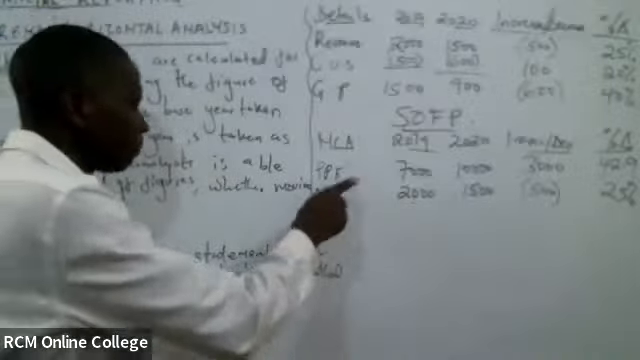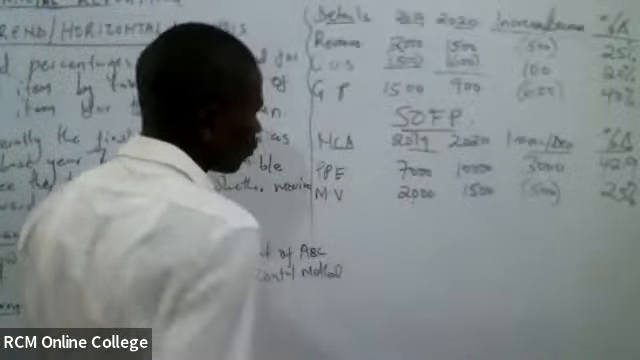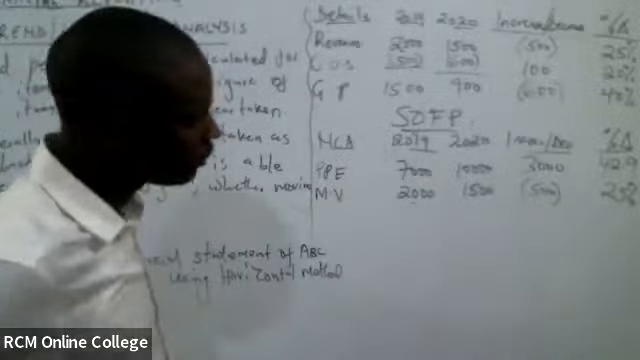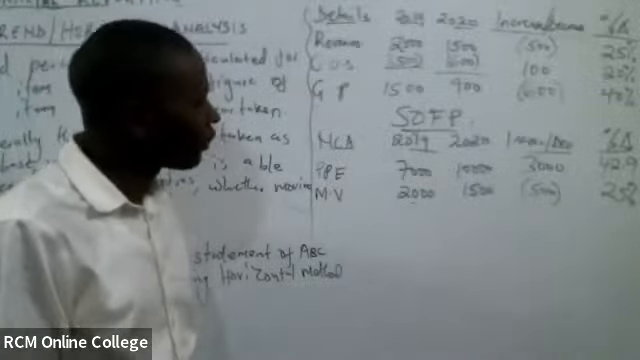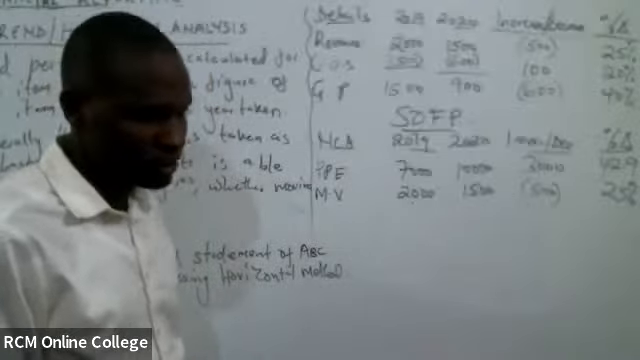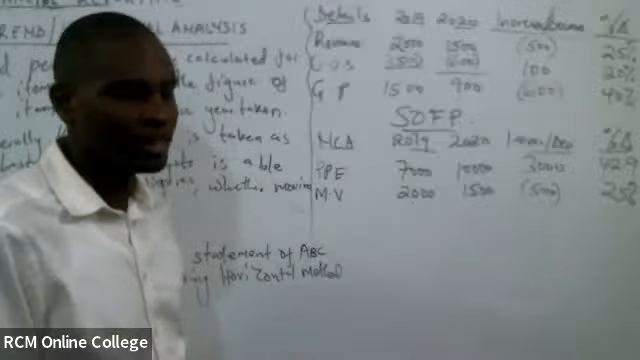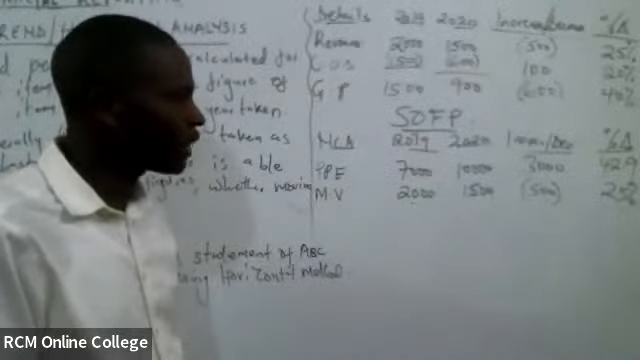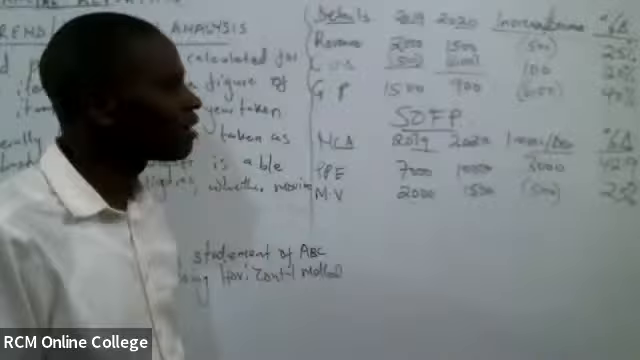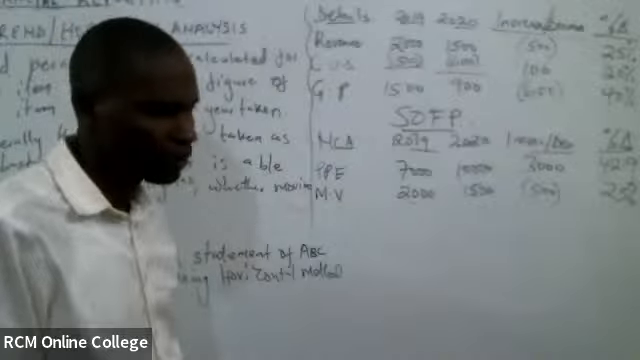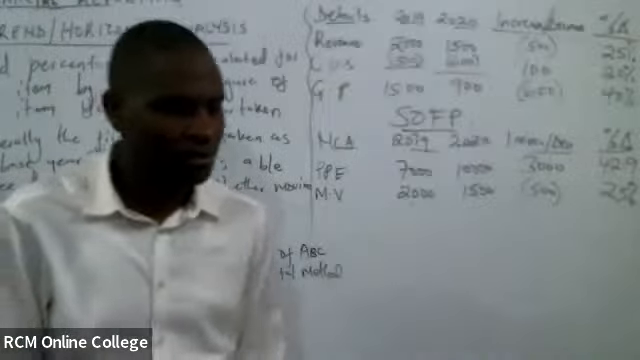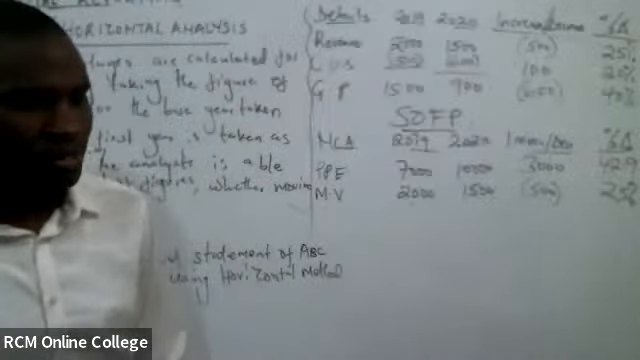Let's look at the PPE, the balance sheet, statement of financial position. If you look at the PPE, in year 2019, they had PPE, property, plant, and equipment, worth 7,000. In the year 2020, they had PPE worth 10,000. What has happened? What do you think has happened?